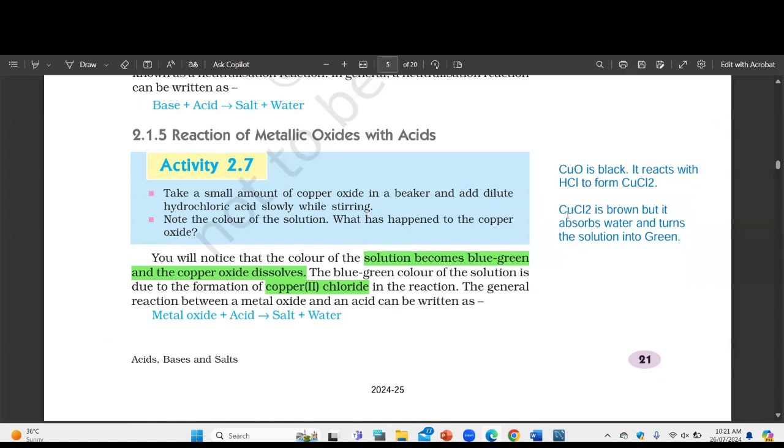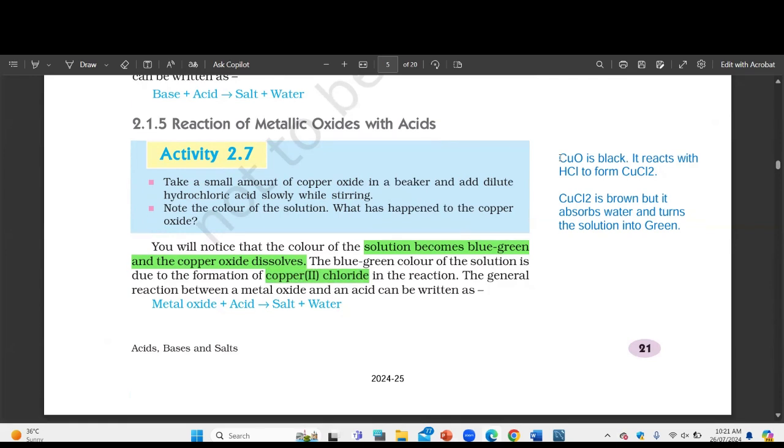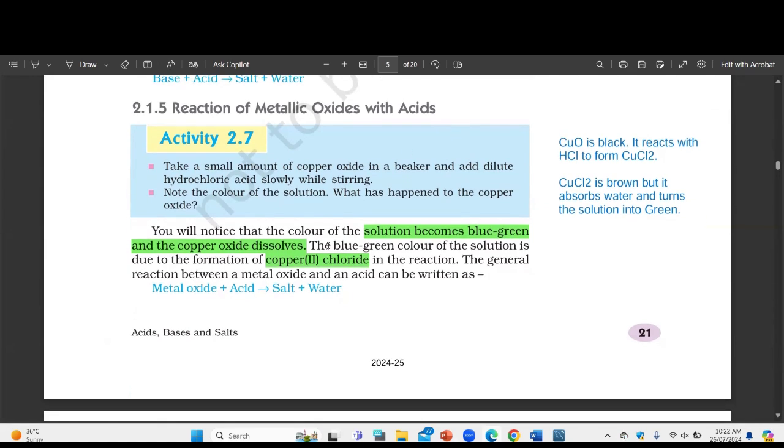Why does it turn blue-green? Because of the formation of copper chloride, copper 2 chloride, in the reaction. Initially, CuO is black, but it reacts with HCl to form CuCl2, which turns it blue-green in color. So CuCl2 is the salt that is formed as a result of the reaction, and we also get water.